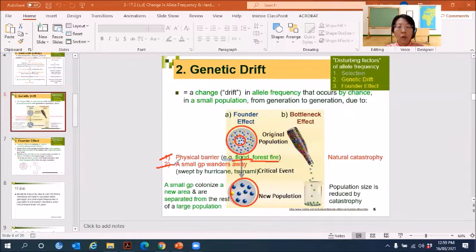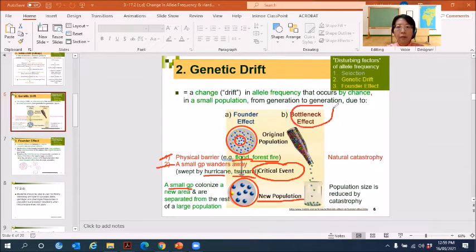This small group could wander away by chance and become separated, or be swept away by a hurricane or tsunami. So usually it's a certain critical event that causes them to be drifted away from the original population. Now they become a new population. Because of that, the variation in this new population could be different from the original parental population, because it's only a small group, so it may not contain all the different kinds of variations you can find in the parental population. So this is the founder effect.